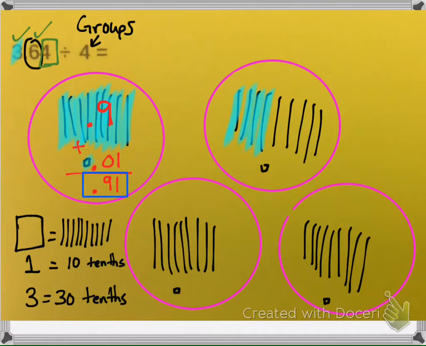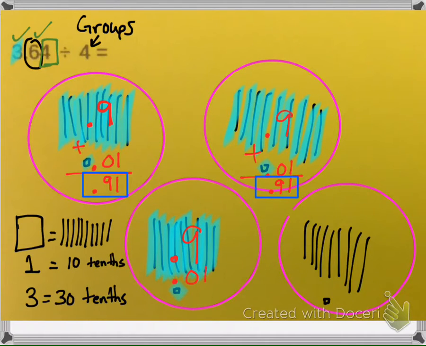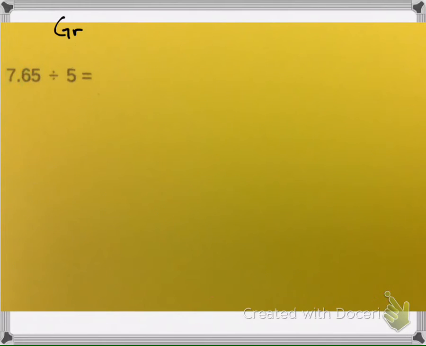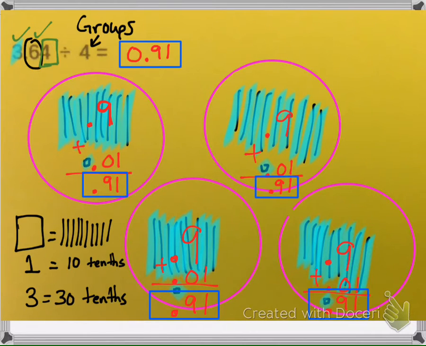So if I do that in every single group, you can see that every single group has the same exact amount of base 10 blocks, which is 9/10 and 1/100th. So that gives me exactly the answer of 91/100ths. Let's see, I went too fast. Okay, so that's my answer, 91/100ths.